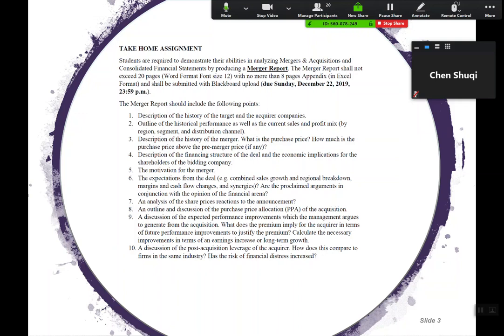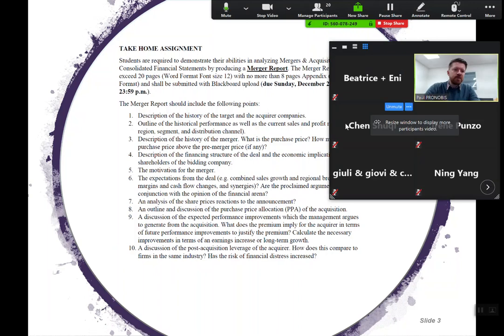Okay, so these are the 10 points. In particular, on point 9 and point 10, I have a few slides prepared that we can discuss. But in the meantime, do you have any questions on the task?